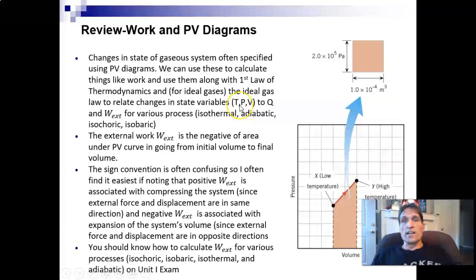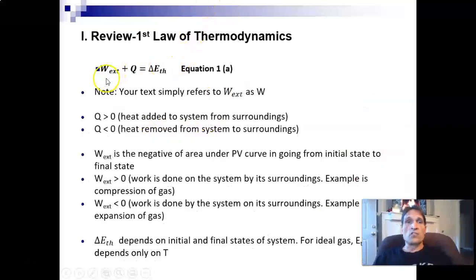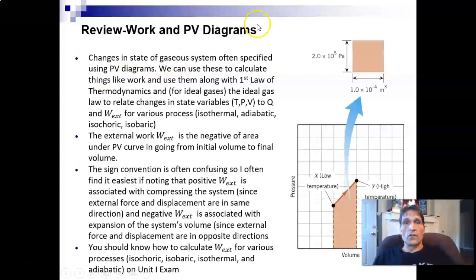And for an ideal gas, the ideal gas law, and we would relate the changes in the heat and the work to the changes in the state of the system, its temperature, pressure, and volume. And so these three equations, these are important. You should be able to calculate work from a pressure-volume diagram for the various processes. You should be able to use that work to relate heat, work, and the change in the thermal energy of the system. And so for that, you need the first law of thermodynamics.